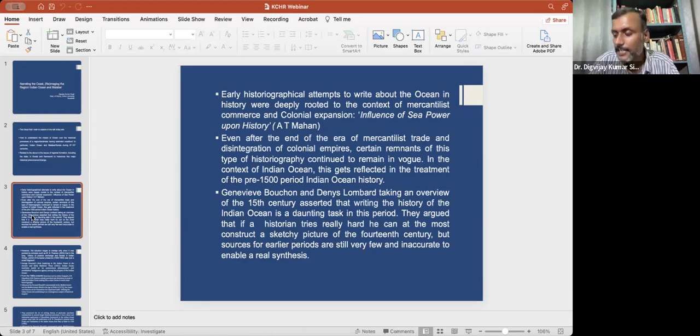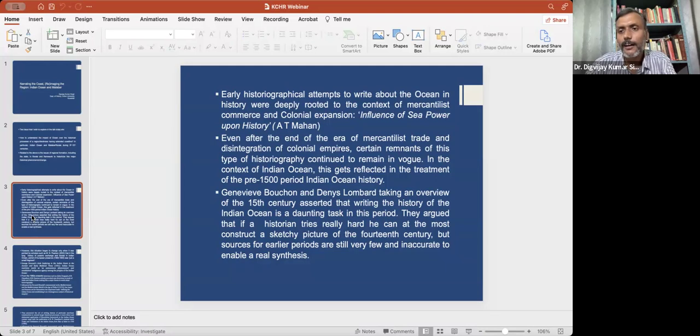They argued that writing the history of the Indian Ocean is a daunting task in the 15th century. And before that, before the 15th century, they argued that it is nearly impossible to write a comprehensive history of India and the Indian Ocean in the period before 1400, and at most one can have what they call a very sketchy view of things as they were happening before the 14th century.